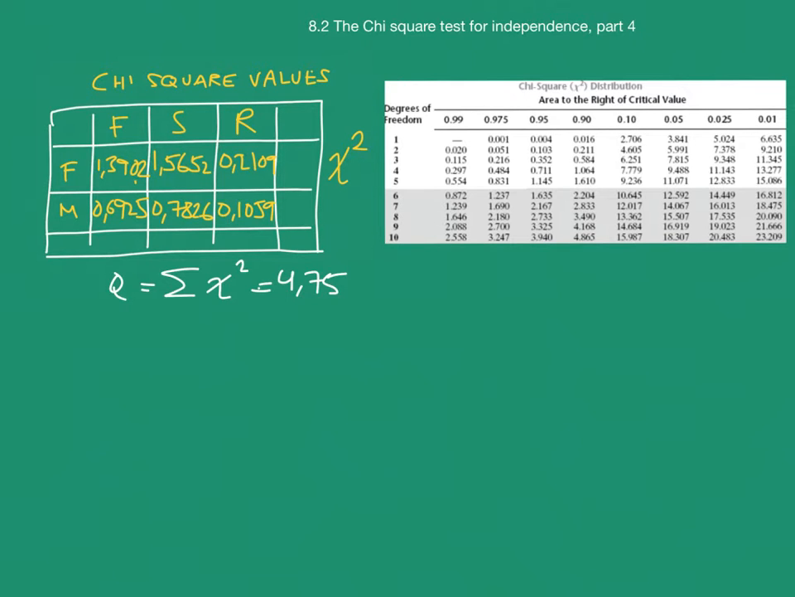As long as this Q number that we calculate is smaller than the critical value, if it's within the critical area, we accept our null hypothesis. If our Q is higher than the critical value, it means that there's more variation within our data set than we can explain by coincidence. So if this value is higher than the critical value, then we reject the null hypothesis and we accept the alternative hypothesis.